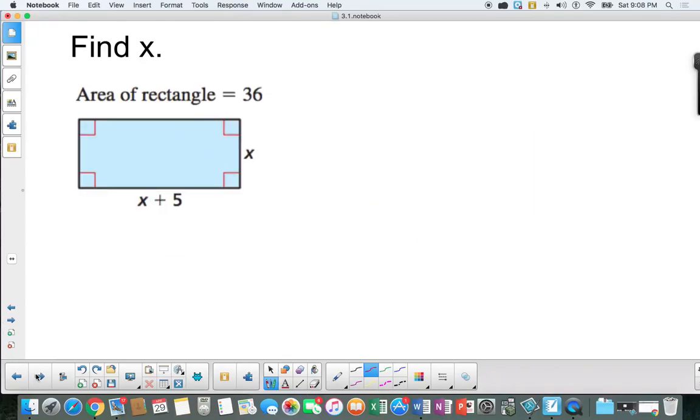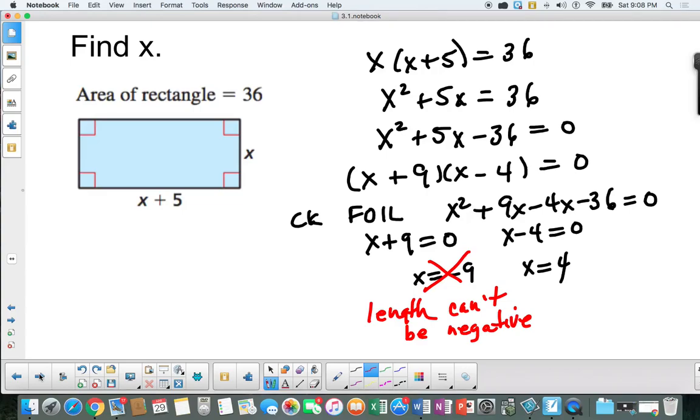Okay, here's another area problem. Please stop the screencast and see what you can do. And here's the answer. The product of the length and the width is equal to 36. You go ahead and solve it by factoring, and make sure you check the answers to see if they make sense for the problem. And this is the end of the screencast.